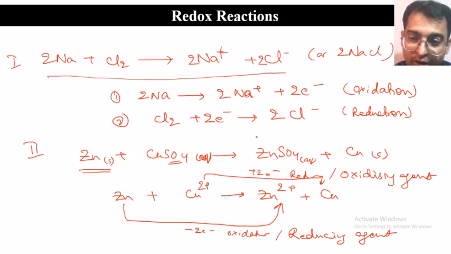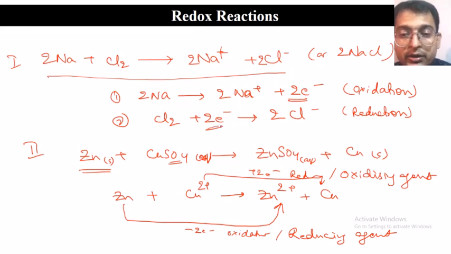The one that is undergoing oxidation is losing its own electrons. These electrons will reduce the other one, therefore it is a reducing agent. Same thing here: it is gaining electrons, taking the electrons from the other one, it is getting reduced, so it is an oxidizing agent.